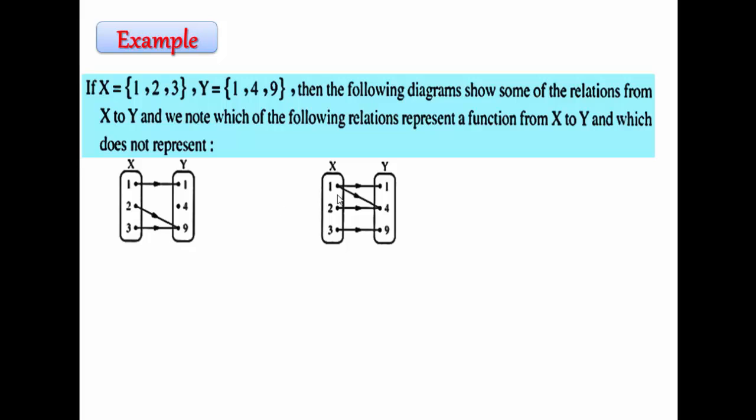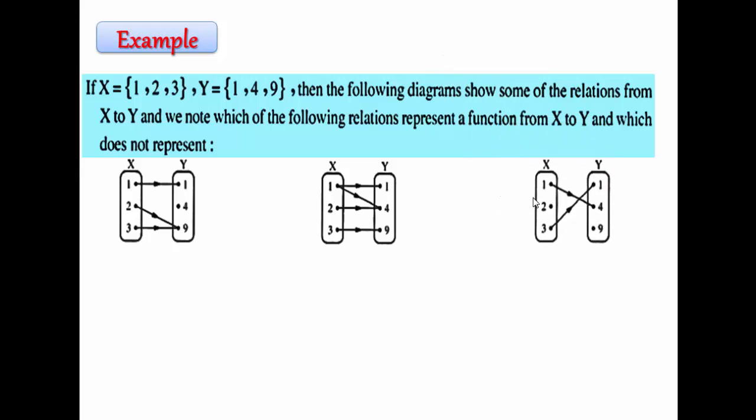The second example, x and y. As shown, 1 joins to two numbers, or two arrows rise from the x column to the y column. 1 joins to 1 and 1 joins to 4. 2 to 4, 3 to 9. I think it's not a function.